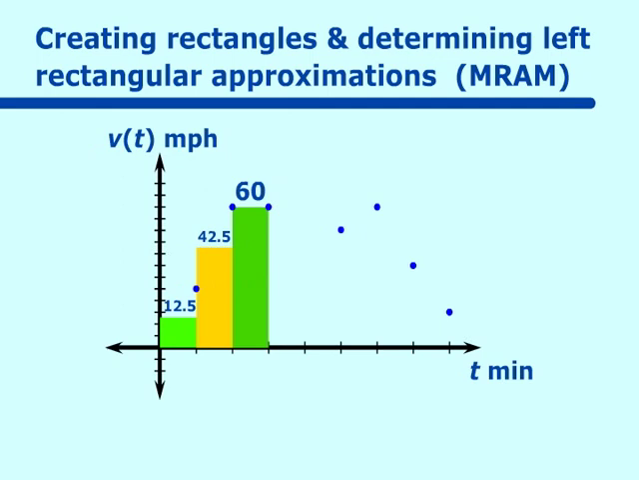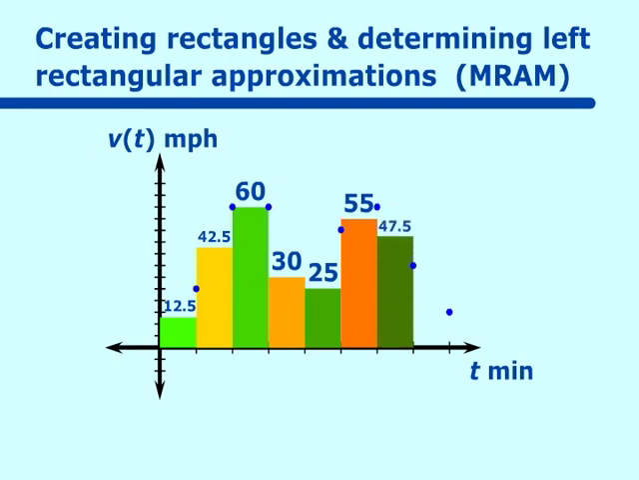And then we go from 60 to 0 in our velocity, so the height of that rectangle is halfway between, which is 30. Then we go from 0 to 50, so halfway between is 25. Then we go from 50 to 60, which is 55. Then we go from 60 to 35 miles per hour, so halfway between is 47.5. And the last one, we go from 35 to 15, halfway between is 25. Those are the heights we are going to use for our rectangular approximation method.